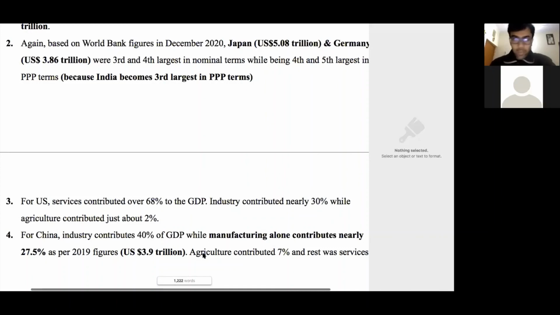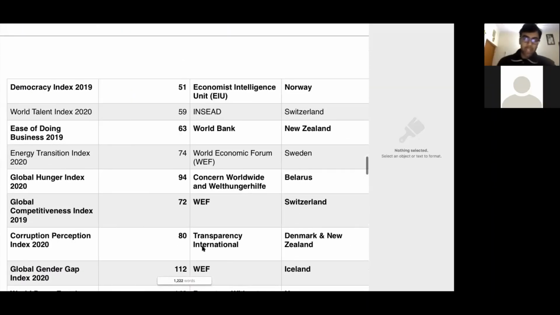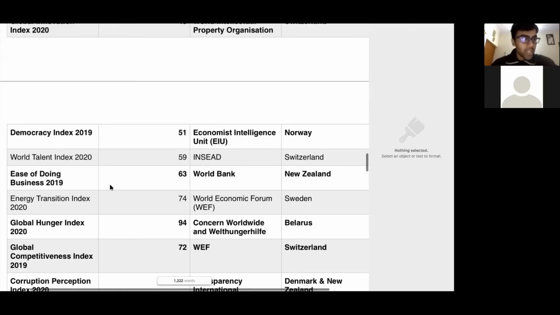Let me just go back to foreign direct investment. Some of you are asking certain questions. So let me just go back to those questions before I move further. Okay. So essentially, one of you is asking that what is the difference between the World Competitiveness Index and the Global Competitiveness Index?